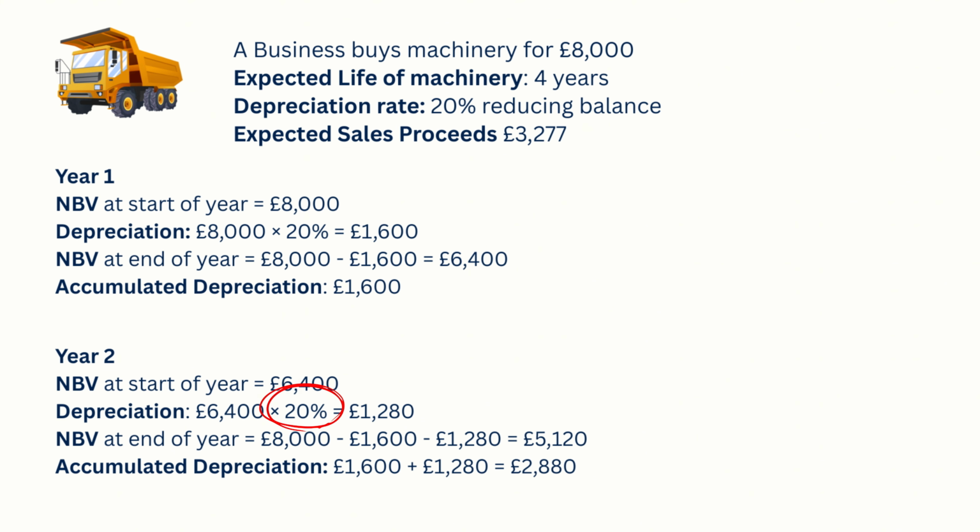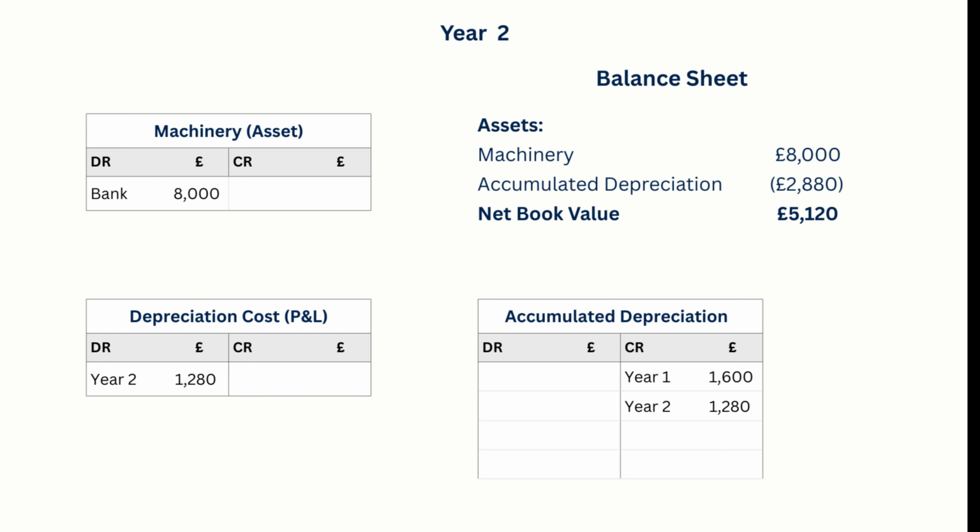£6,400 times 20% equals £1,280. Notice how the depreciation charge is already lower than Year 1. Then NBV at end of Year 2 is £5,120. Accumulated depreciation is £2,880. Now let's record this in the accounts.